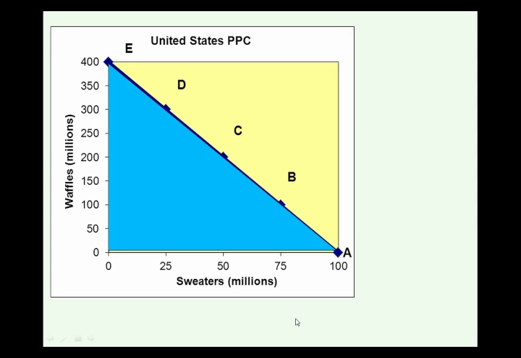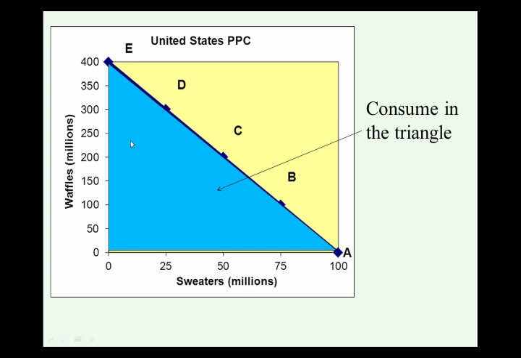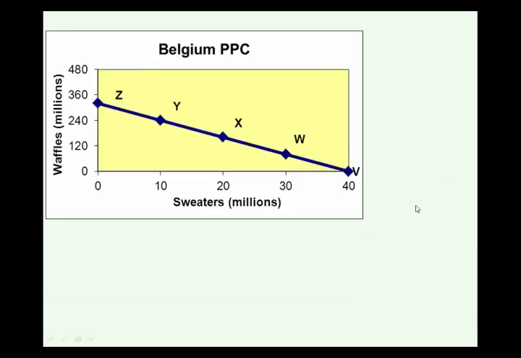And of course, this shaded area, this triangle here under this line, that's actually where they can consume. So the United States, it's possible in autarky to consume anywhere in this triangle, on this line or anywhere underneath in the triangle. That's their choice set. Now let's flip over to Belgium.